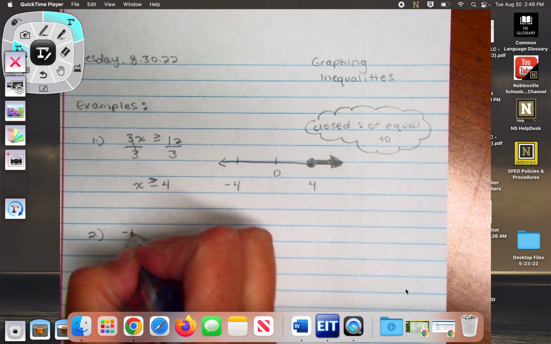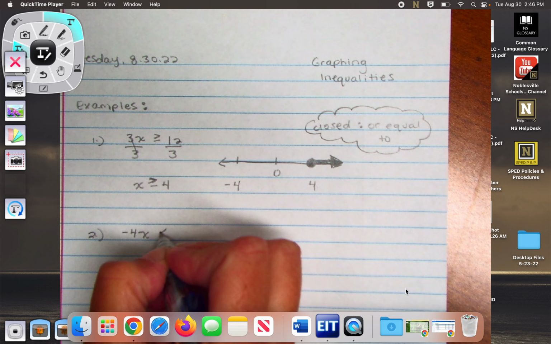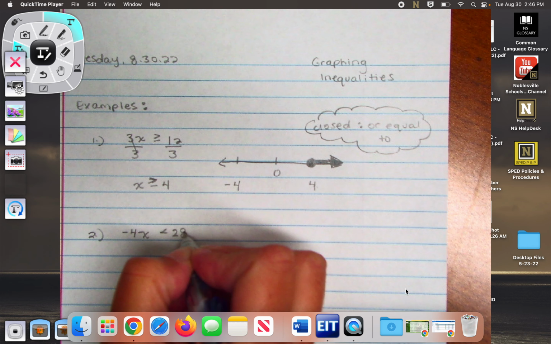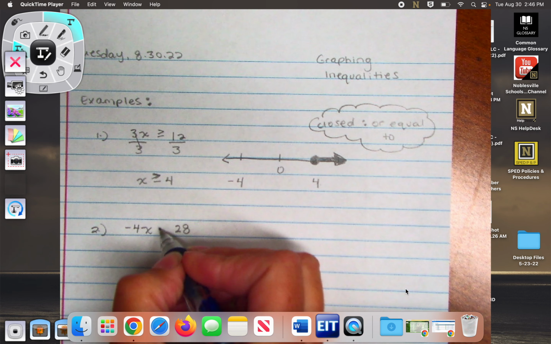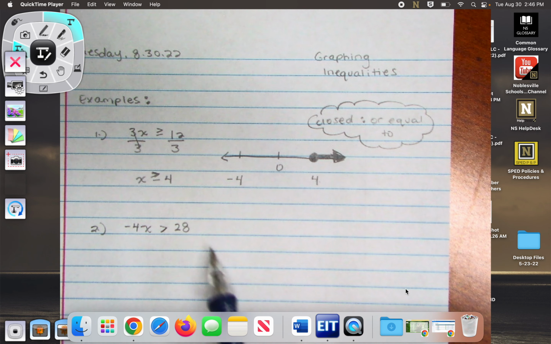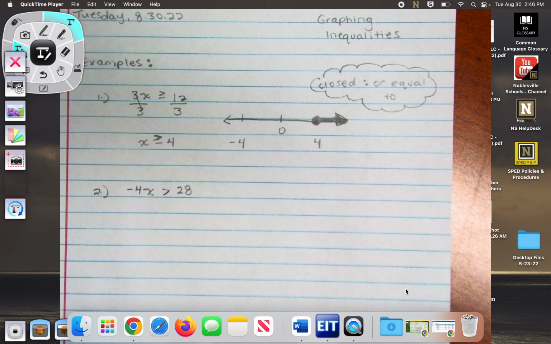Okay, negative 4x is less than 28. Excuse me, make that negative 4x is greater than 28. Change it to greater than. Use your erasers.